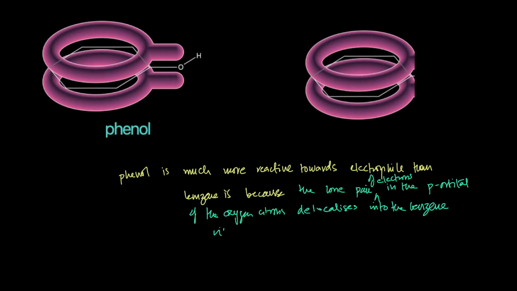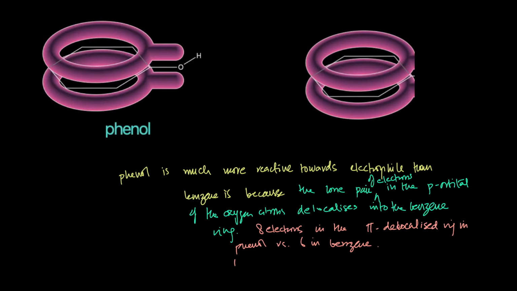Okay, what that means is now there are 8 electrons in the pi delocalized ring in phenol, versus 6 in benzene. Okay, which makes the phenol much more reactive, right?